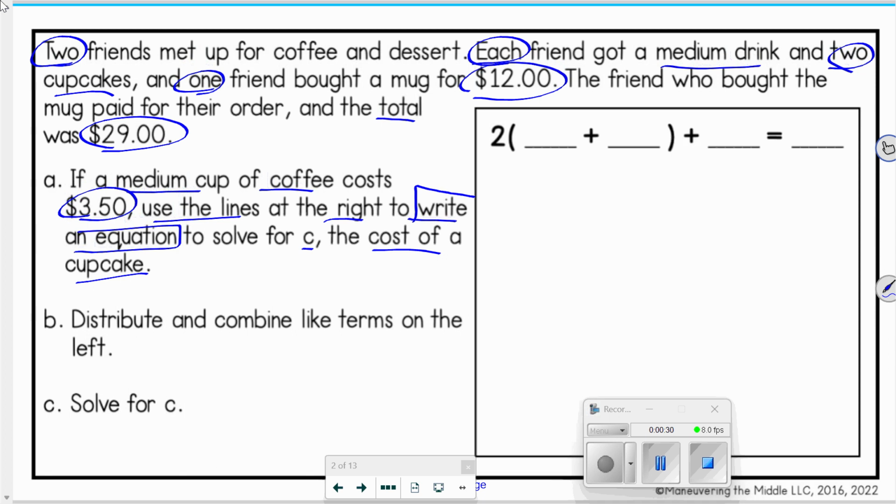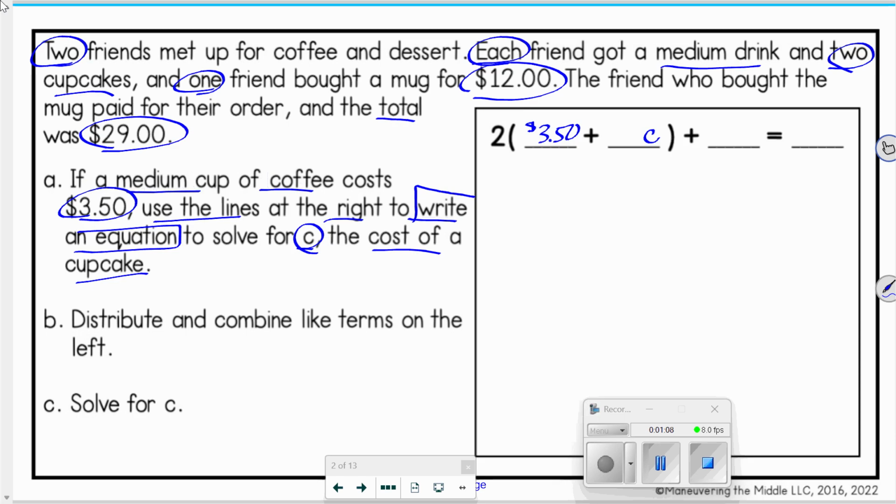So they also identified our variable for us. So what goes in the lines? Allison? For the first one, you have to do $3.50. Good. Then for the second one, you have to do C. Just C? C2, because each of them bought 2. No, 2C. It's just C because they're already multiplying by 2.